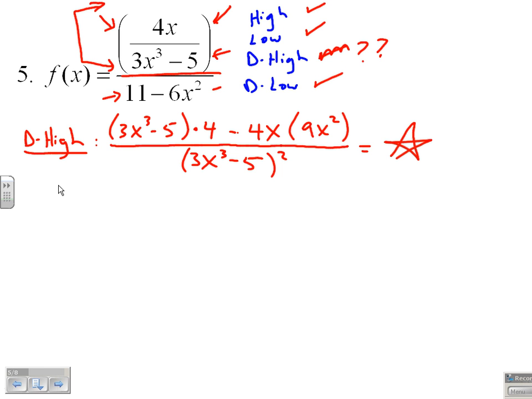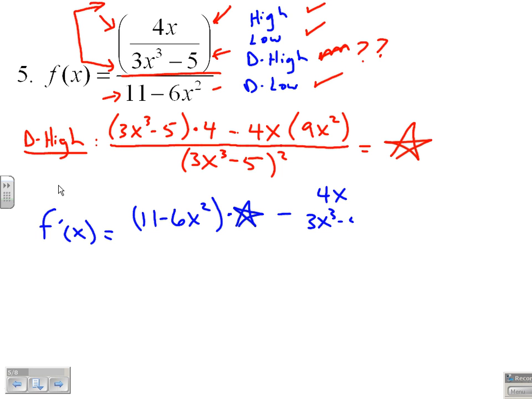Okay, but now we can put the thing together. Now we can put the whole derivative together. F prime x is a quotient where my high function is 4x on 3x cubed minus 5. My low function is 11 minus 6x squared. I want low, 11 minus 6x squared, D high. Yikes. Star, in the interest of space. Minus high. Well, it's not pretty, but it's not a problem either.